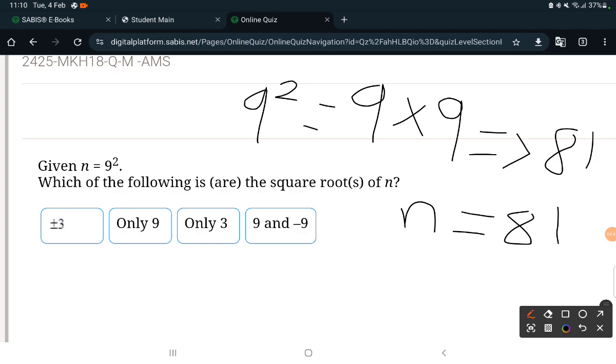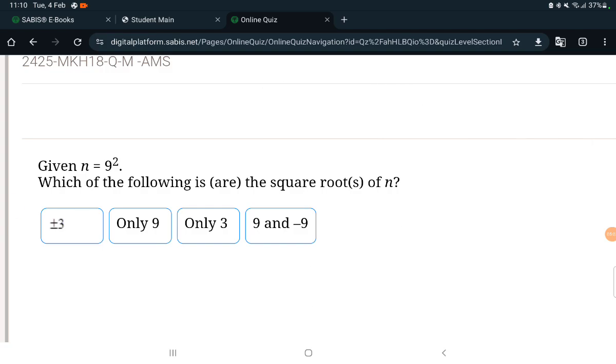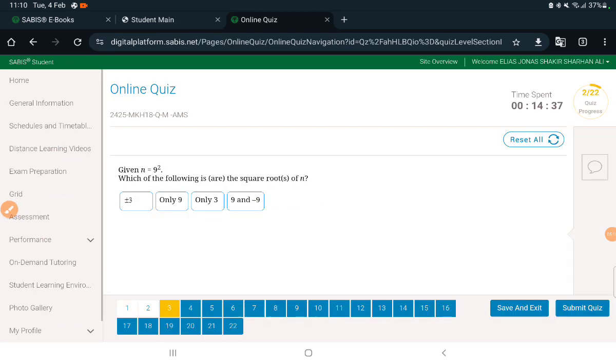So this is common sense. This is easy square roots. We learned this in grade 6, I think. Negative 9 multiplied by negative 9 is positive 81, and positive 9 multiplied by positive 9 is positive 81 too. So the two square roots are 9 and negative 9. I think this is a grade 6 lesson.